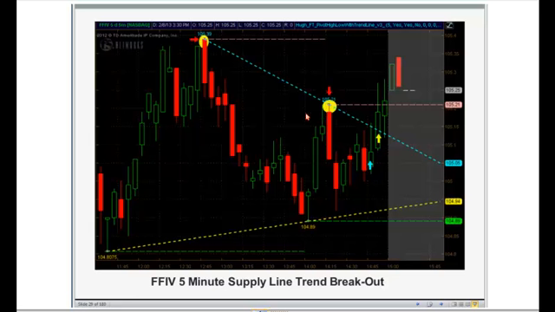Now this isn't all we use. This is incorporated in our system, but this is just one part of it. But it's one part that can be very, very valuable to you in identifying and getting into some really great momentum type trades.